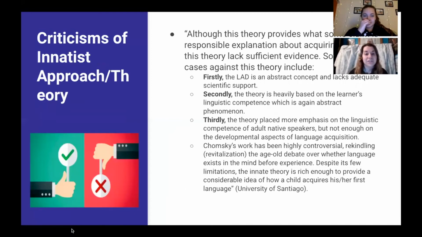And now there are a lot of criticisms behind it. Although this theory provides what some claim is a responsible explanation about acquiring language, this theory lacks sufficient evidence. Some of the cases against this theory include, firstly, that LAD is an abstract concept and lacks adequate scientific support. Secondly, the theory is heavily based on the learner's linguistic competence, which is, again, an abstract phenomenon. And thirdly, the theory placed more emphasis on linguistic competence of adult native speakers, but not enough on developmental aspects of language acquisition. Chomsky's work has been highly controversial, rekindling the age-old debate over whether language exists in the mind before experience. Despite its few limitations, the innatist theory is rich enough to provide a considerable idea of how a child acquires his or her first language.